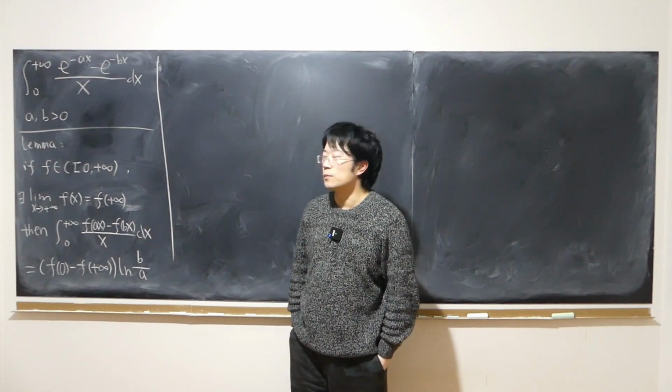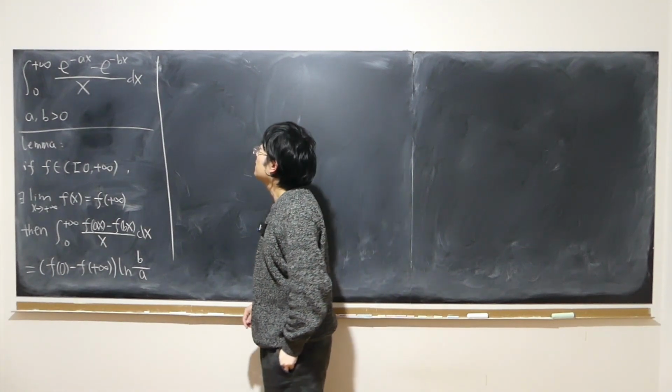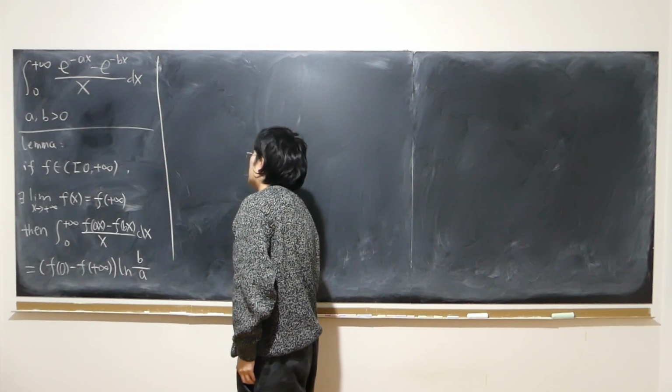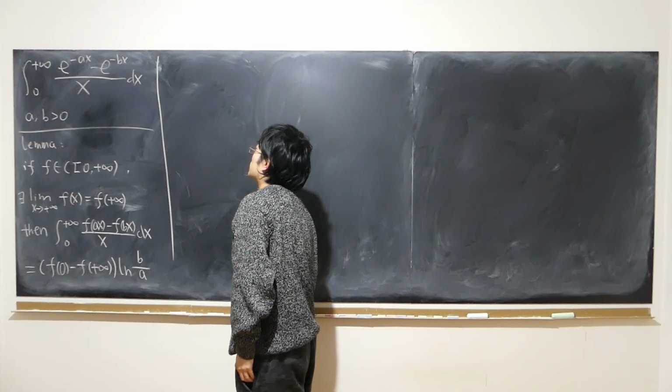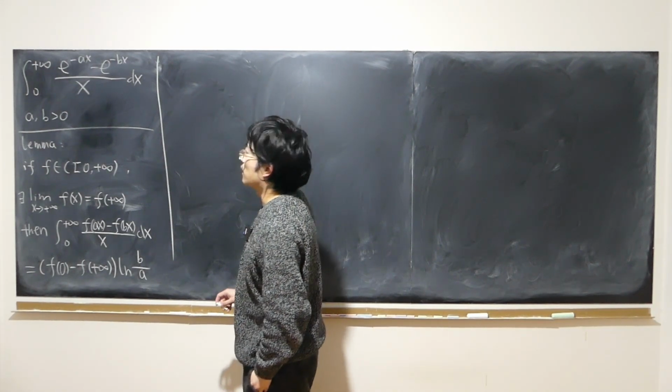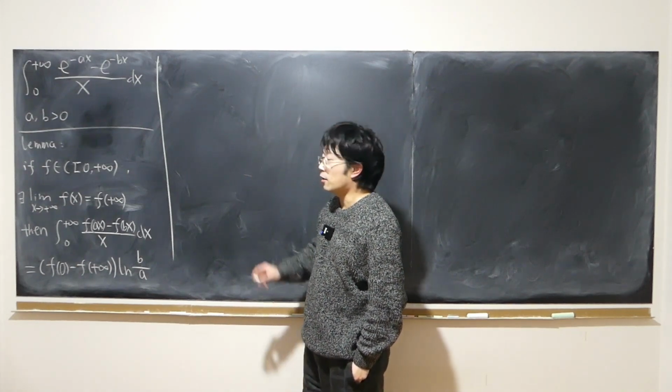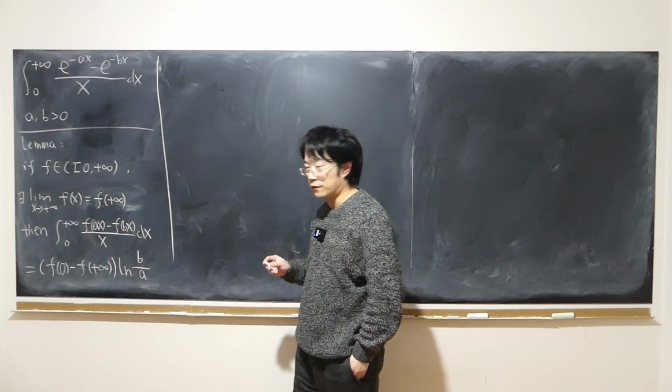We're given an integral from 0 to positive infinity of (e^(-ax) minus e^(-bx)) over x dx, where a and b are both positive. To calculate this integral, we will first prove this lemma.